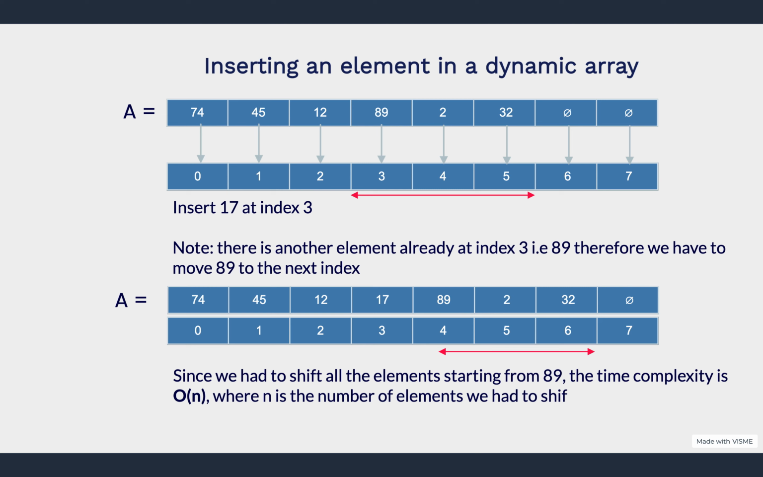Now, since we had to shift all the elements starting from 89, the time complexity is linear, so it's big O of n, where n is the number of elements we had to shift.